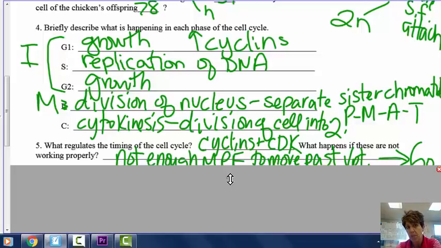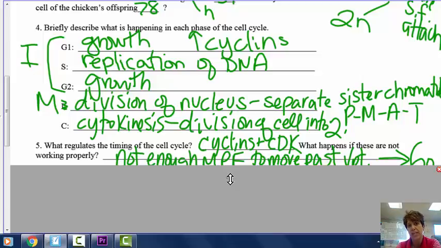The first checkpoint is based on cyclin levels. As cyclin levels go up, it shows that a cell is preparing to be able to go through mitosis. It will not go through S and replicate its DNA. All of the chromosomes will become sister chromatids, copies of each other, only if cyclin levels are high enough.